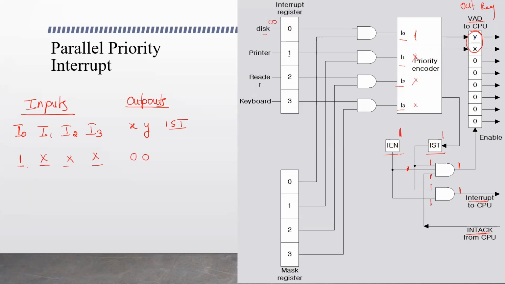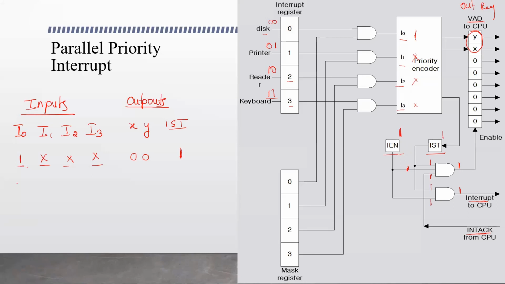And this is at position 1 in the register, identified by the bits 0, 1, and 1, 0 designates device 2, and 1, 1 is device 3. So to identify the device disk, the value of X and Y would be 0, 0. And what would be IST? There is an interrupt request from the first device. The input I0 is 1, so IST would be 1. This means there is an interrupt.